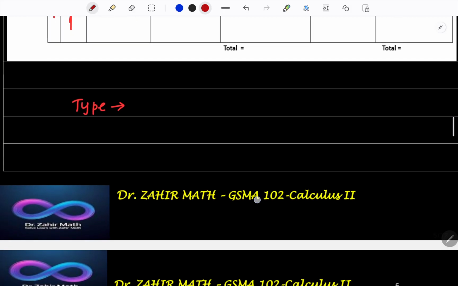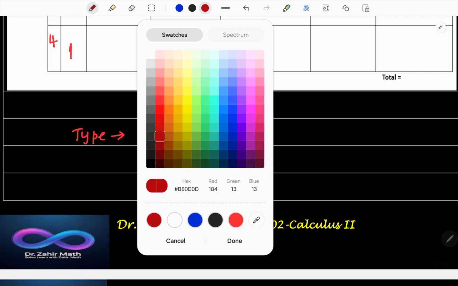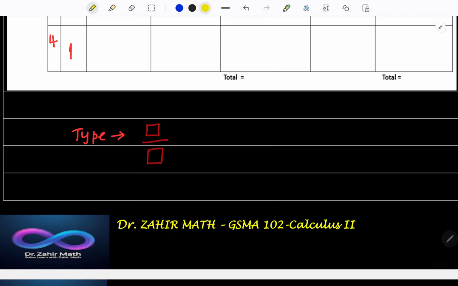So take your calculator, all of you, and type this equation. First keep the fraction mode, everybody. Let me change the color so that it's easy for you. I'm pressing the fraction mode. Then you type 1 divided by square root of 1 plus x square.